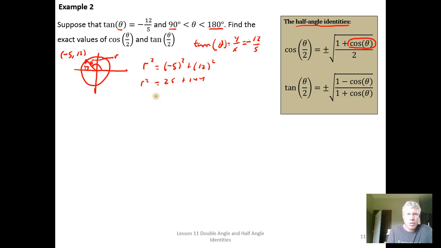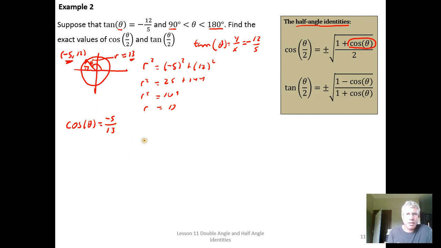And this is going to be 169. And then we take the square root of both sides. We get that the radius is 13. We do the positive square root because the radius by definition is a positive real number. And then we can calculate the cosine of theta, because the cosine of theta is going to be the x coordinate divided by the radius. X over radius if we're in the xy plane.